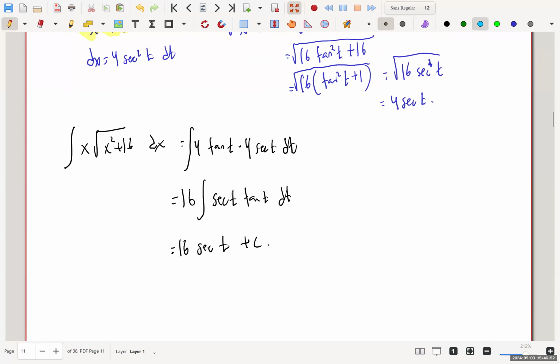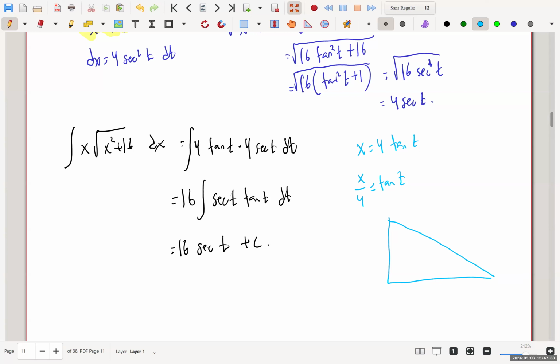So let's go ahead and draw this off here. We have x equals 4 tangent t. I want to get the trig function by itself, so I divide by 4: x over 4 equals tangent t. Why am I doing it like this? SOHCAHTOA, because I'm going to draw a right triangle and write this as a ratio of parts. So tangent is what part of the triangle over what part of the triangle?